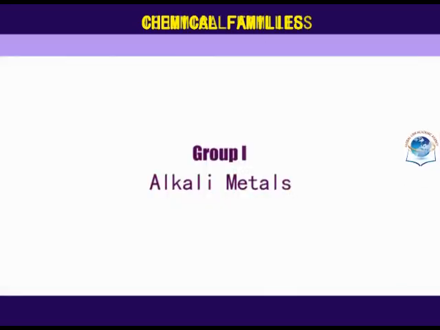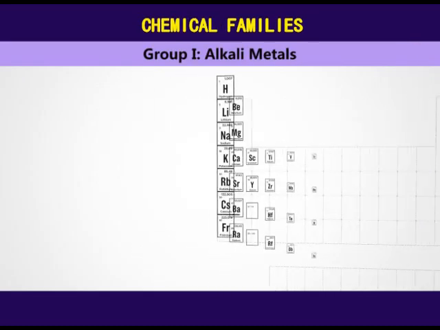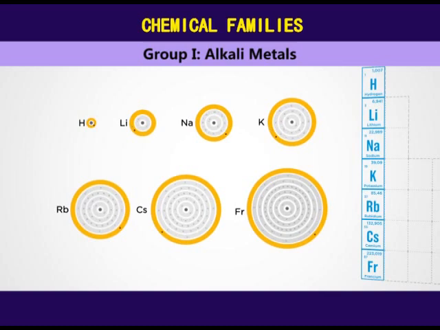Group 1 elements. The elements in Group 1 except hydrogen are called alkali metals. They include lithium, sodium, potassium, and others. The atoms of alkali metals have one electron in their outermost energy level.